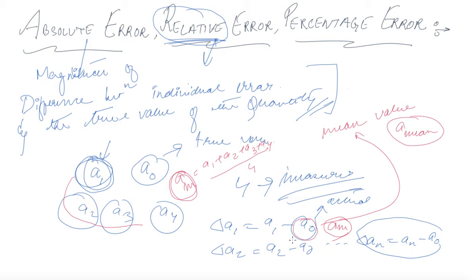Now for absolute error, it does not matter whether this is big or small. Absolute error will always be positive. This is your absolute error.